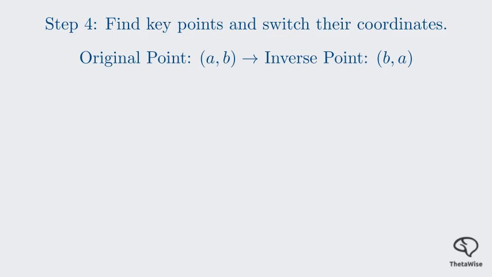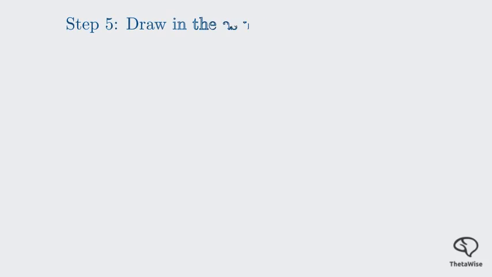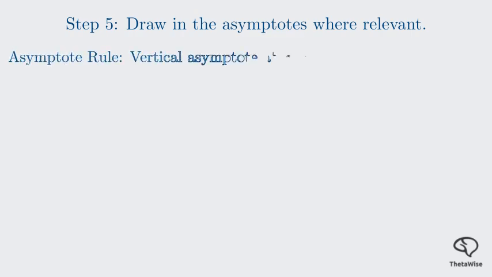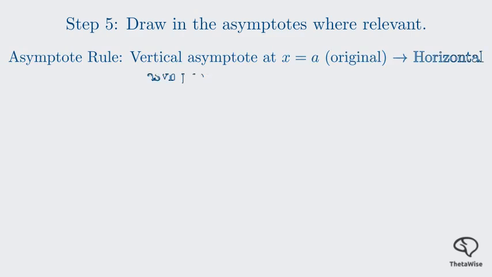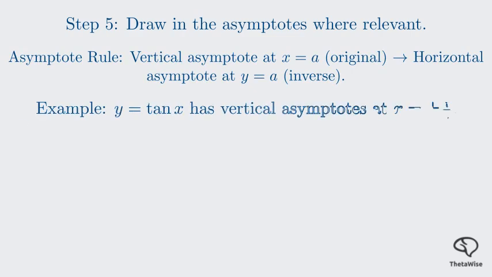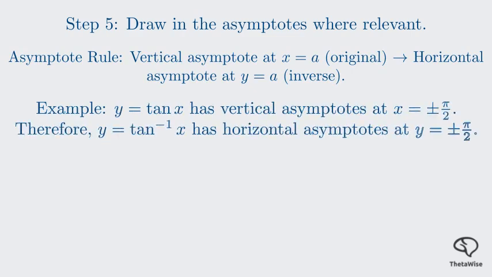Step 5 deals with a special feature of these graphs, asymptotes. The fifth step is to draw in the asymptotes. A vertical asymptote exists at x values where the function is undefined, and a horizontal asymptote exists at y values where the function is undefined. Here's a crucial rule. If the original graph has a vertical asymptote at x equals a, its inverse will have a horizontal asymptote at y equals a. This rule is particularly important for the tangent, secant, and cosecant functions. Just like key points, the asymptotes get swapped when you find the inverse.